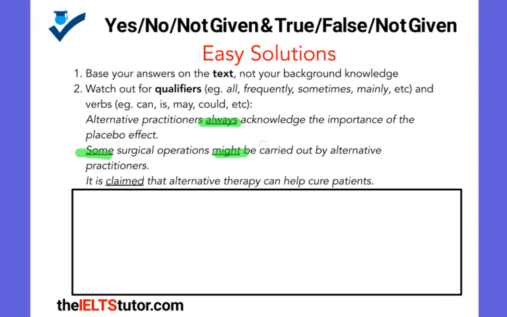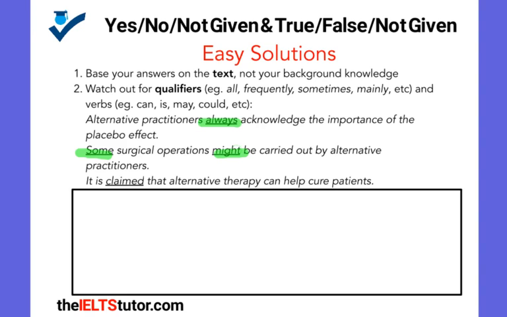Or what about the verb might? Might be carried out by alternative practitioners. Does the text say are always carried out, or does it leave out the words might be altogether and say some surgical operations are carried out by alternative practitioners? So if it's the case that the text says are carried out by alternative practitioners, it might mean that the text doesn't match the information given in the statement. So watch out for these as well.